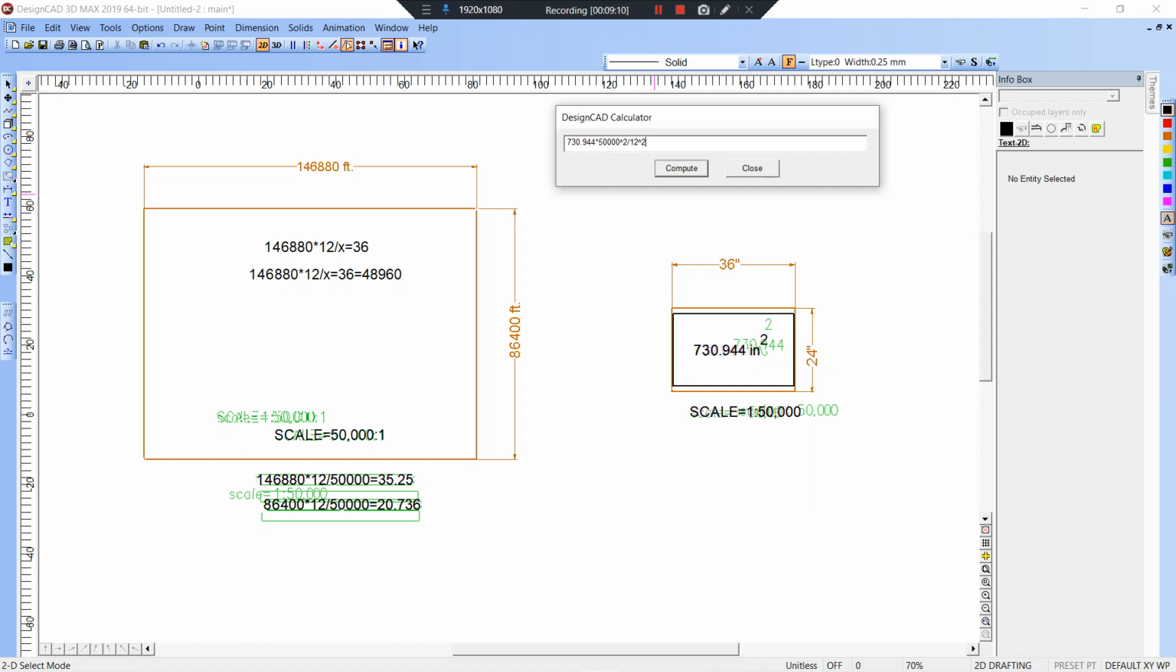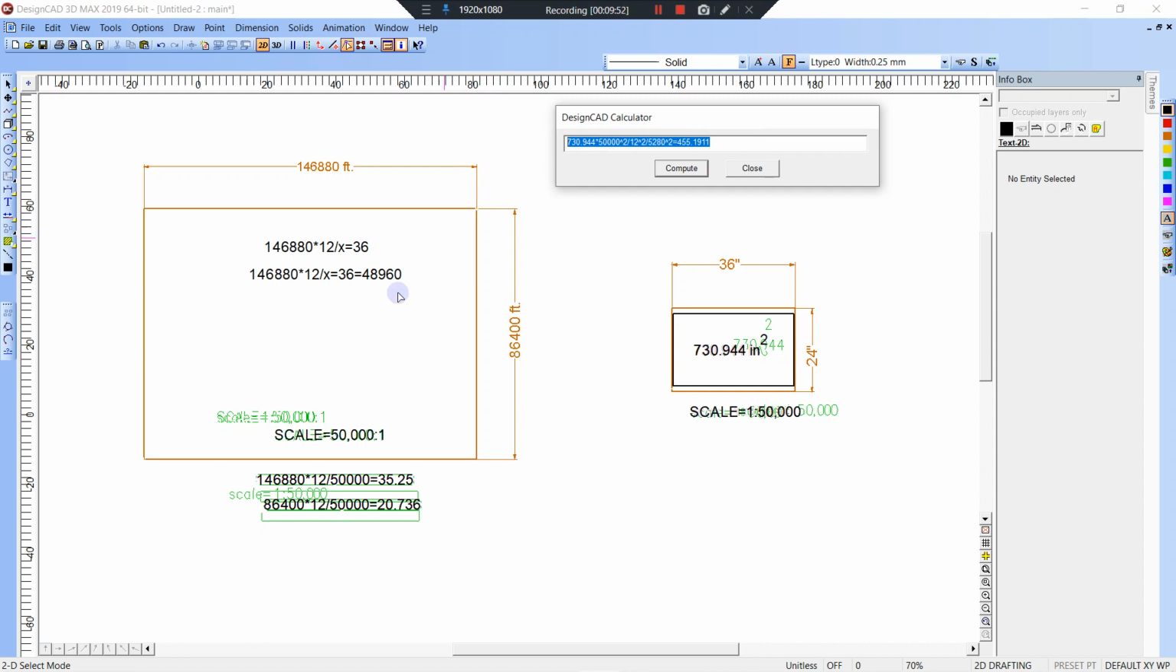So we have the true inches. Now we're going to convert it to feet area, and then divide it again by 5,280 squared, because that's feet to miles in both directions. And that's it, I think. Yeah. Control C, compute, Control V equals, let's double check that, 730 inches squared, right? Times 50,000 squared divided by 12 squared divided by 5,280 squared. Yeah, we end up with 455 miles squared.